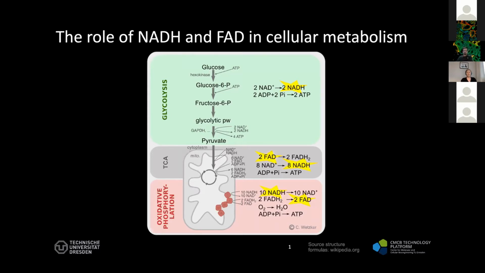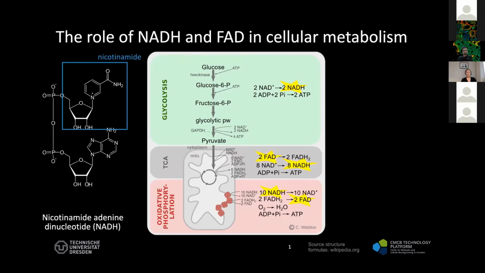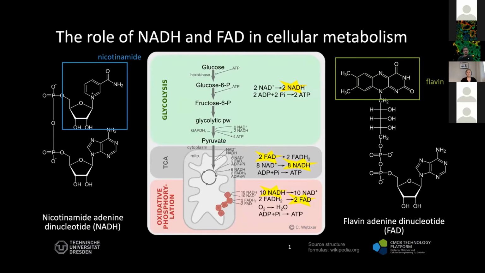At the same time, they're highly abundant in cells and tissues. NADH in particular is present in the micromolar to millimolar range in tissues, while FAD is present in the lower micromolar range normally.